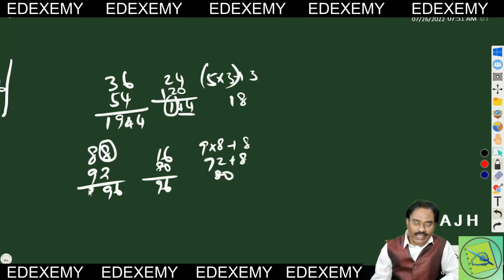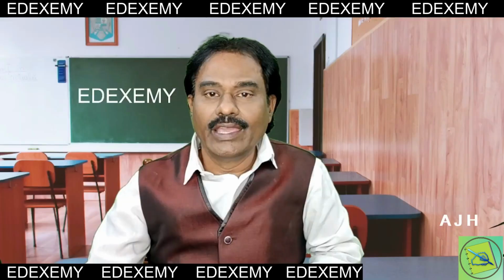Therefore 8096. Okay. Now you have to write the smaller number on the top and the bigger number below it. Then only this pattern works out. Don't put the higher number first and then the lower number below it.